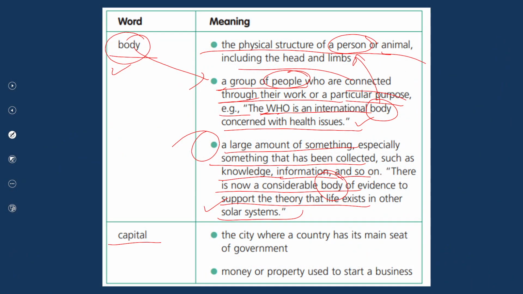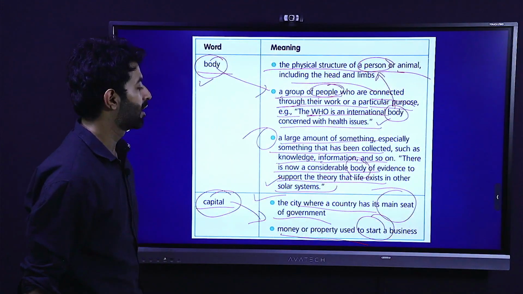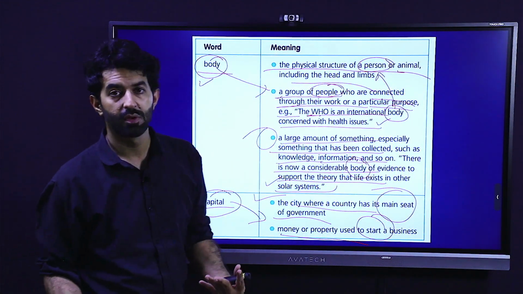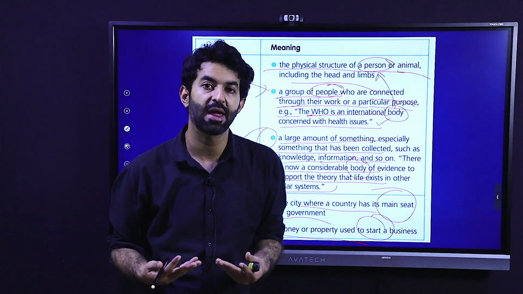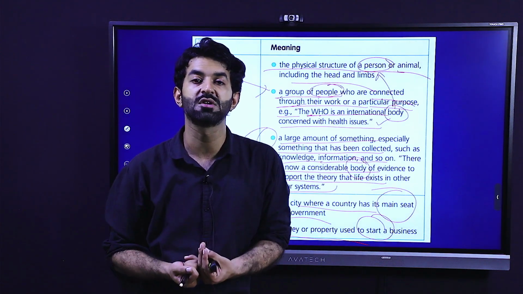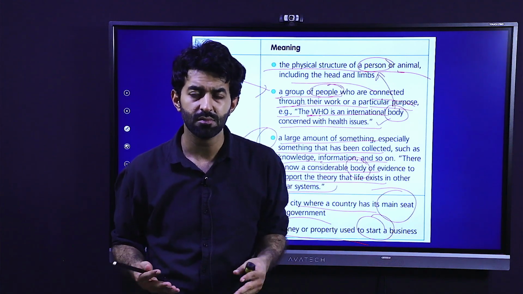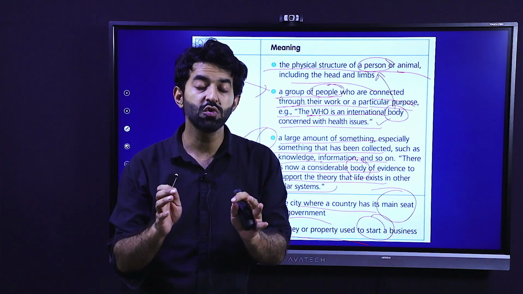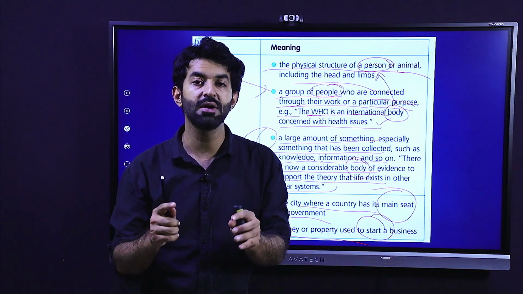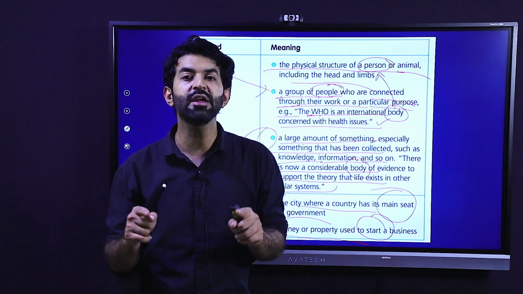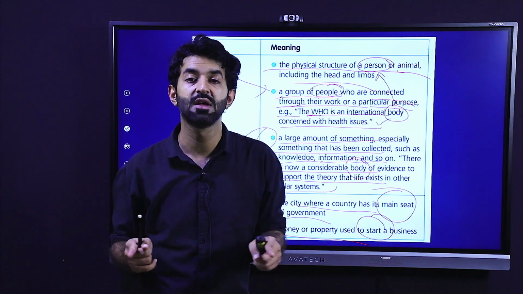Next one is your capital. The city where a country has its main seat of government is called capital. But capital also means money or property used to start a business. How much resource, material, or anything, whether abstract or physical, you have, that is considered your capital. So you have to choose the meaning of the word wisely according to the context of the sentence that you're looking for.